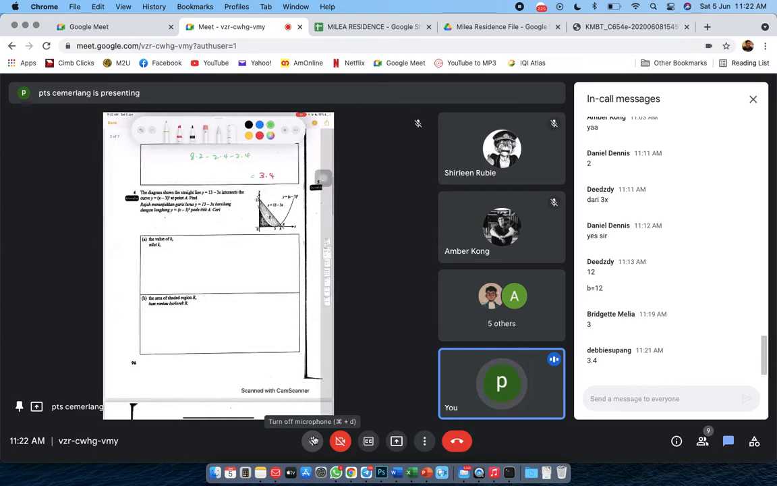Cari nilai K. Nilai K tu kamu kena substitute sudah. You have to do like the one just now. Substitute. Dapat nilai K dah, and then find the area of the shadow region.